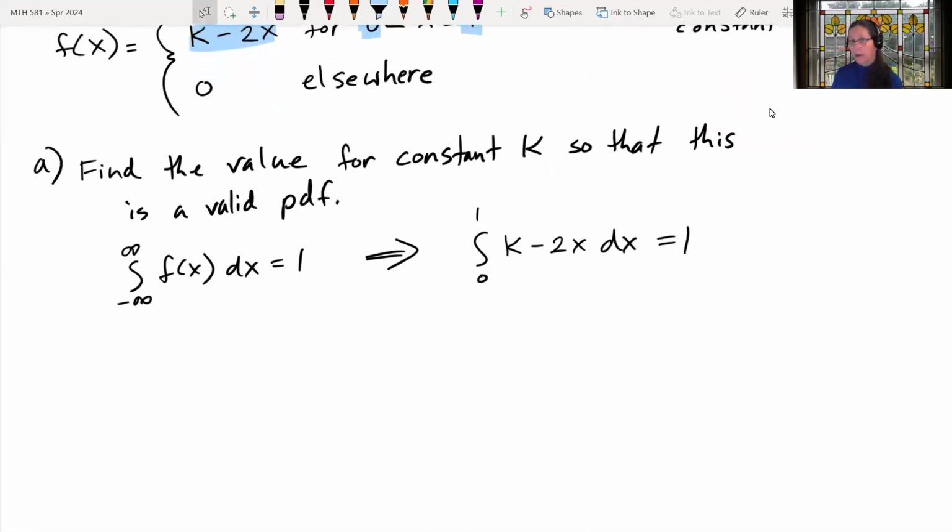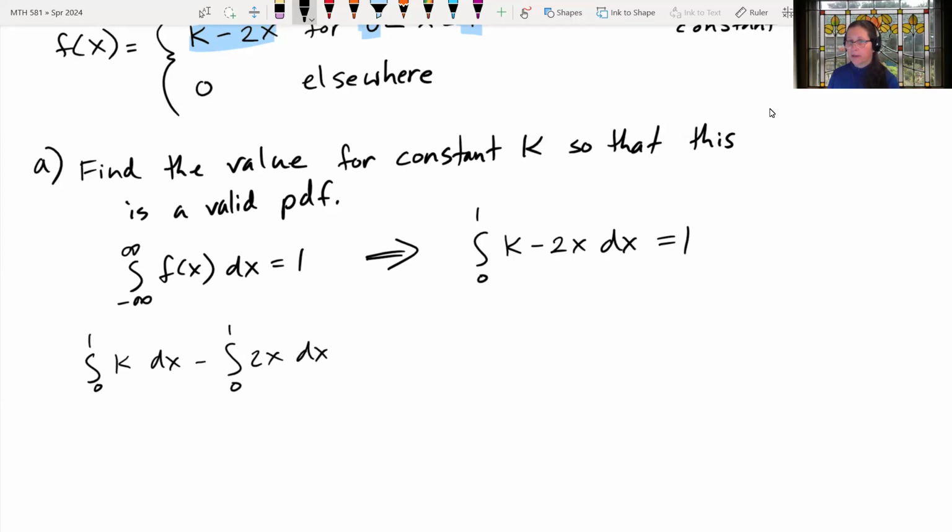So first I'm going to integrate, then we'll set it equal to 1, and then solve for k. So if I just integrate the function, well, first of all, I can distribute the integral through. So I have the integral of k dx minus the integral from 0 to 1 of 2x dx.